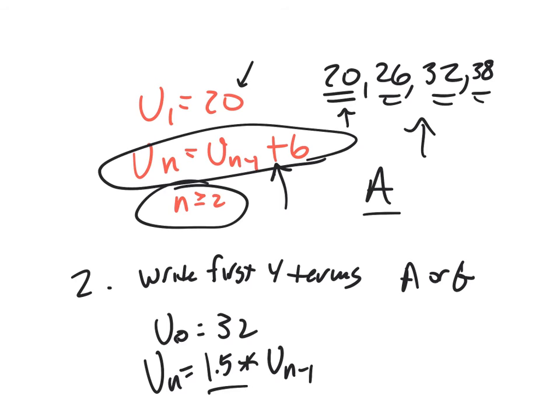So far we got 32, 48, and 72. Should I do it again? Times 1.5. 108. There's your first four terms: 32, 48, 72, 108. And was this arithmetic or geometric? Geometric, because it was a multiply.